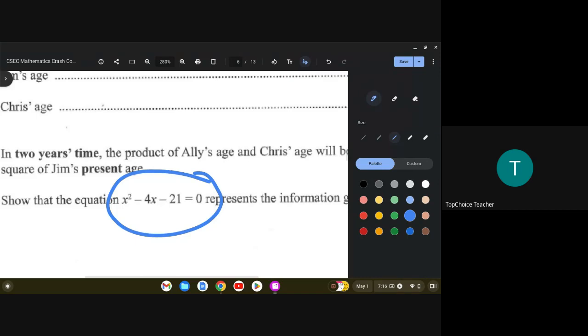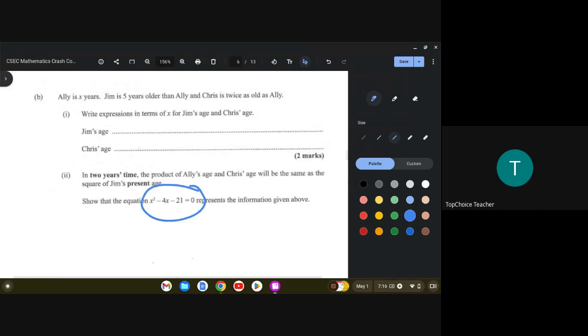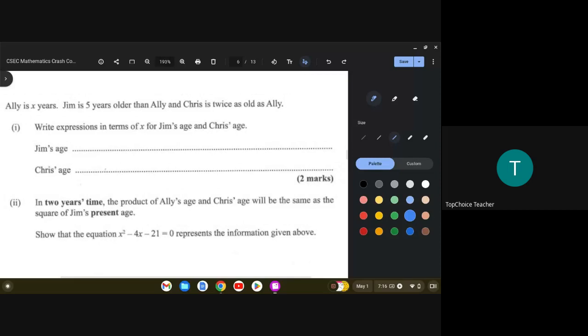This question is going to take up a little time because this one is a quadratic. Let's look at how to handle this. This is not a hard question, but it requires you to really think about it. So let's start reading. Ali is X years. Jim is 5 years older than Ali, and Chris is twice as old as Ali. Write expressions in terms of X for Jim's age and Chris's age.